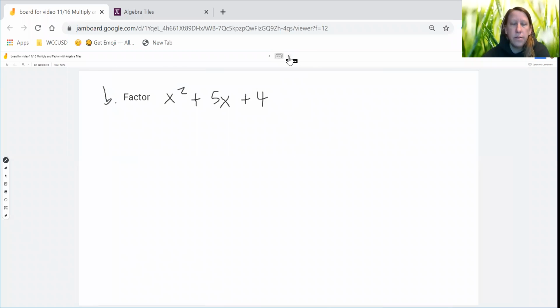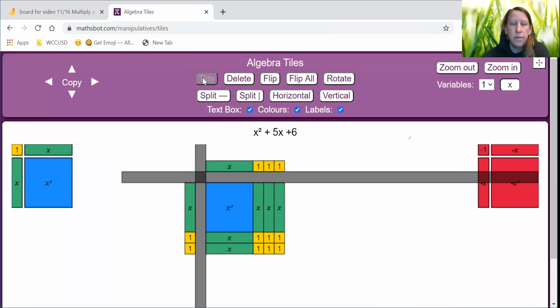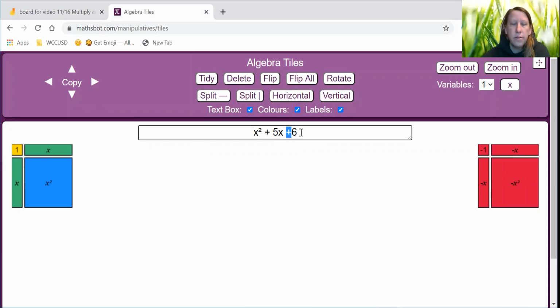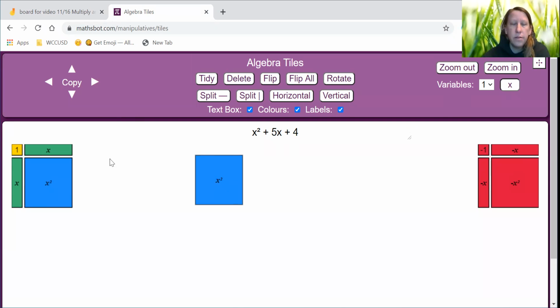Let's look at another one. So here's a different problem. We have x squared plus 5x plus 4. I'm going to tidy up this space, and I'm going to do x squared plus 5x plus 4. Oh, it's a different constant. The last time it was 6, and now it's 4. Okay, so I'm going to build it. X squared plus 5x plus 4.